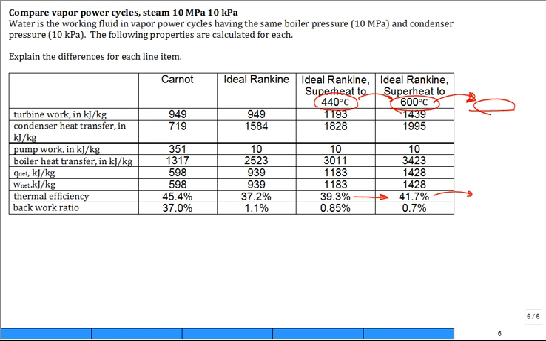So take a look. The turbine work is going up. The pump's not changing at all, is it? And how much heat is being dumped into the boiler is going up. Condenser, yes, you're dumping more heat out per kilogram that moves through, etc. So, and the back work ratio even improves.